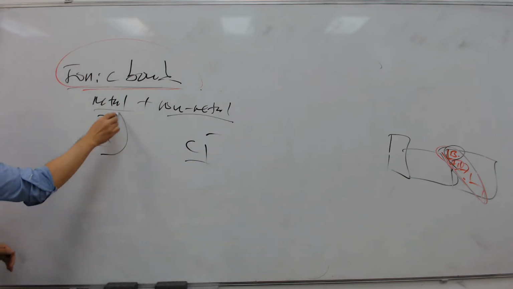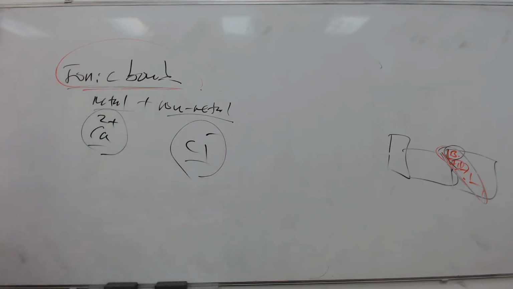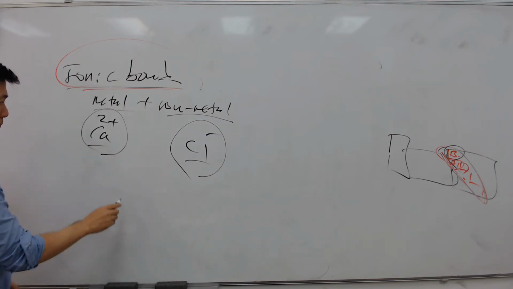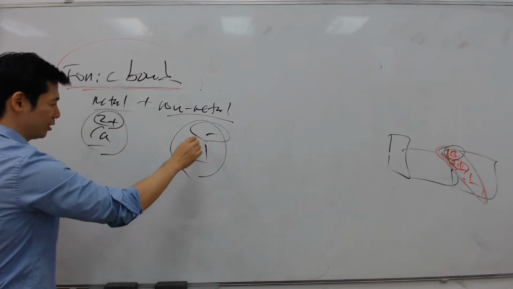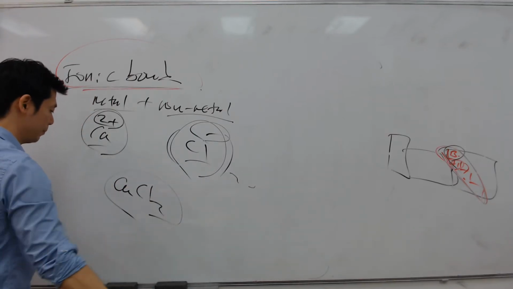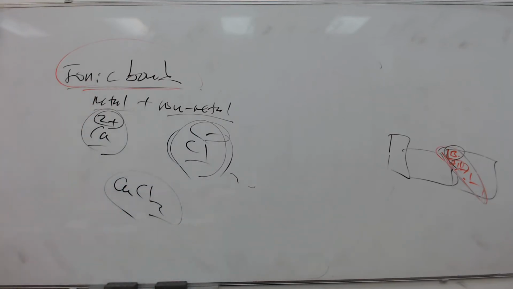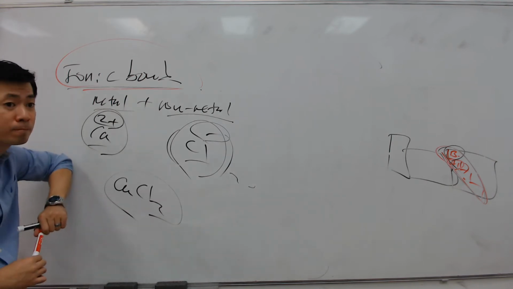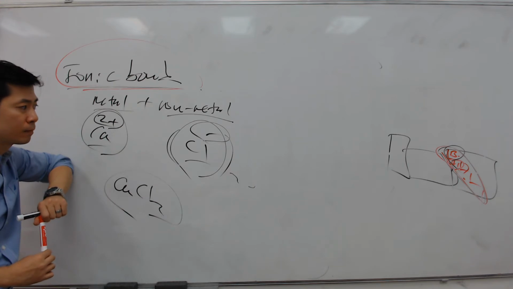So one of the things you have to know is, when you have ionic bonding and a 2 plus and a minus form, the formula becomes what? You have to balance the charges. You need 2 of these chlorines, by the way. Calcium chloride becomes the formula, right? So it's very basic stuff. How do you know how many valence electrons calcium has?